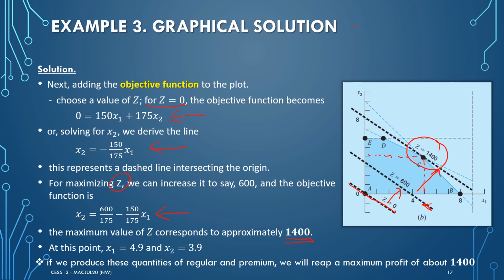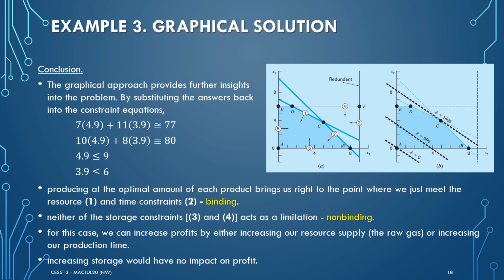Thus, this graphical solution tells us that if we produce these quantities of regular and premium, we will reap a maximum profit of about 1,400. Okay, as for the conclusion, aside from determining optimal values, the graphical approach provides further insights into the problem. This can be seen by substituting the answers back into the constraint equations here.